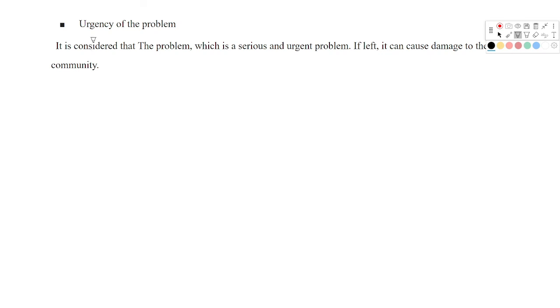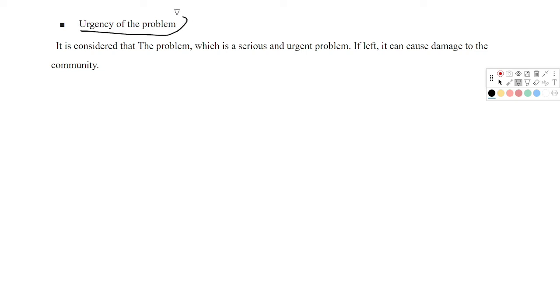Then after that, you also need to look at the urgency of the problem. How urgent is the problem? Okay, and this is to consider that the problem which is serious or urgent, if left, it can cause damage to the community. So you have to check which problem is urgent, because there are some problems, if you don't solve them, they will end up affecting the community. So you have to be very careful.